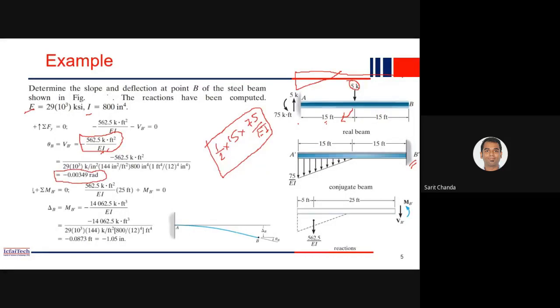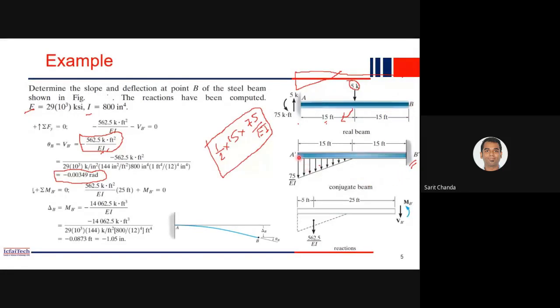So this is the shear force in the conjugate beam, at this point, which is nothing but equivalent to the slope in the real beam. So the real beam slope is equivalent to the shear force in the conjugate beam. Similarly, the real beam's displacement is nothing but the moment in the conjugate beam. Now we have to find out the moment at this point. Once we know the moment, that is equivalent to the displacement at point B.